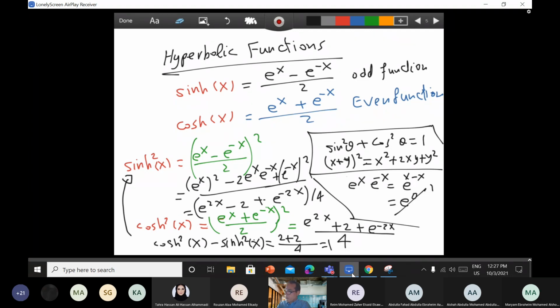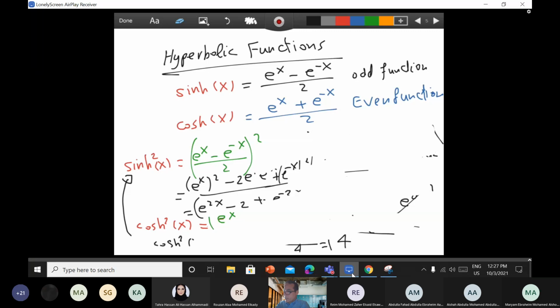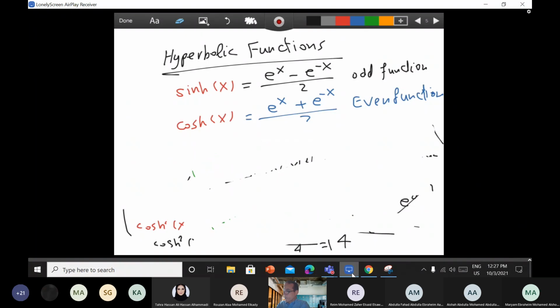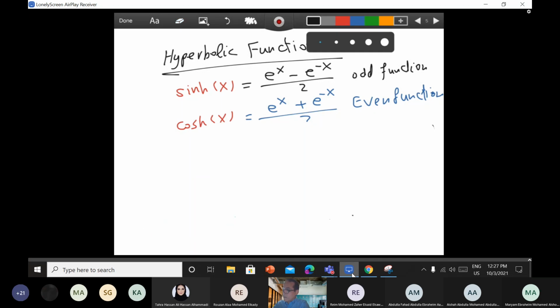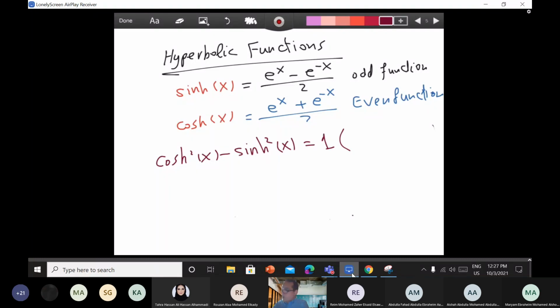Yes, very good. So you can do this one similar to the sine and cosine in the circular function, and you can say, yes, I have cosine square x minus sine square x equal to 1. Yes, this is why they call it hyperbolic, because it is a hyperbolic equation.